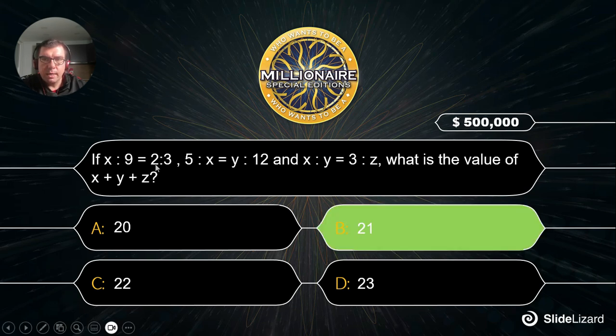So x will be 9 times 2, 18 divided by 3, 6. And then y will be 5 times 12, 60 divided by 6, which is 10. And then here, if I substitute, I'll have 6 to 10 equals 3 to z. So z will be 10 times 3, which is 30, divided by 6, which is 5. And then the sum will be 6 plus 10 plus 5, which is 21.